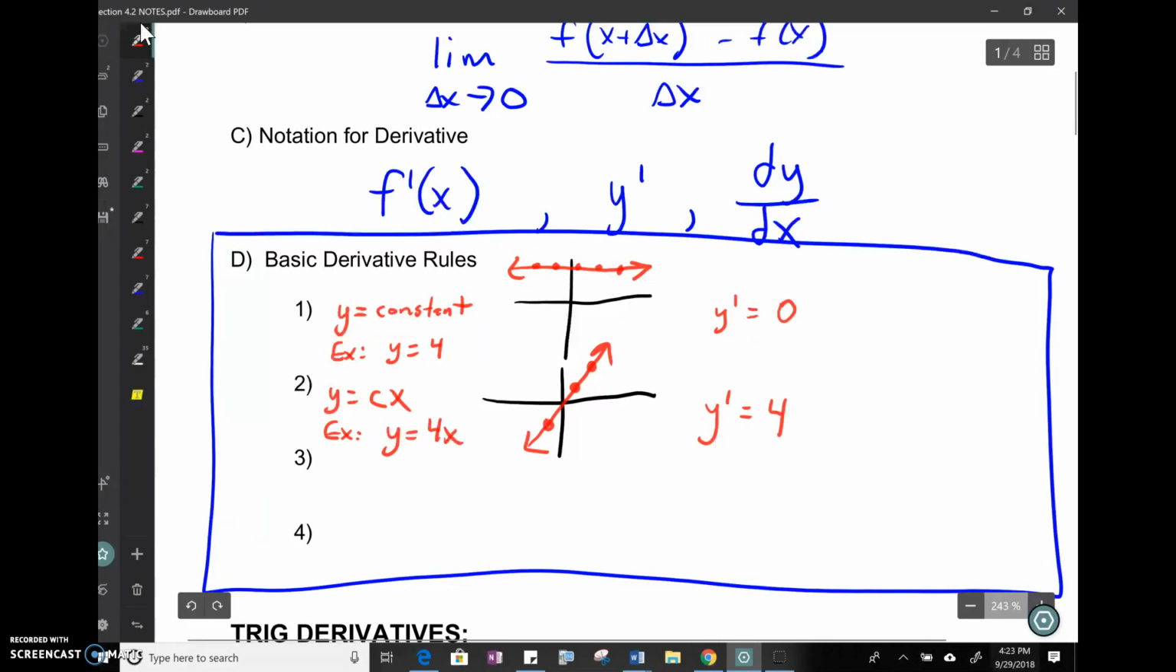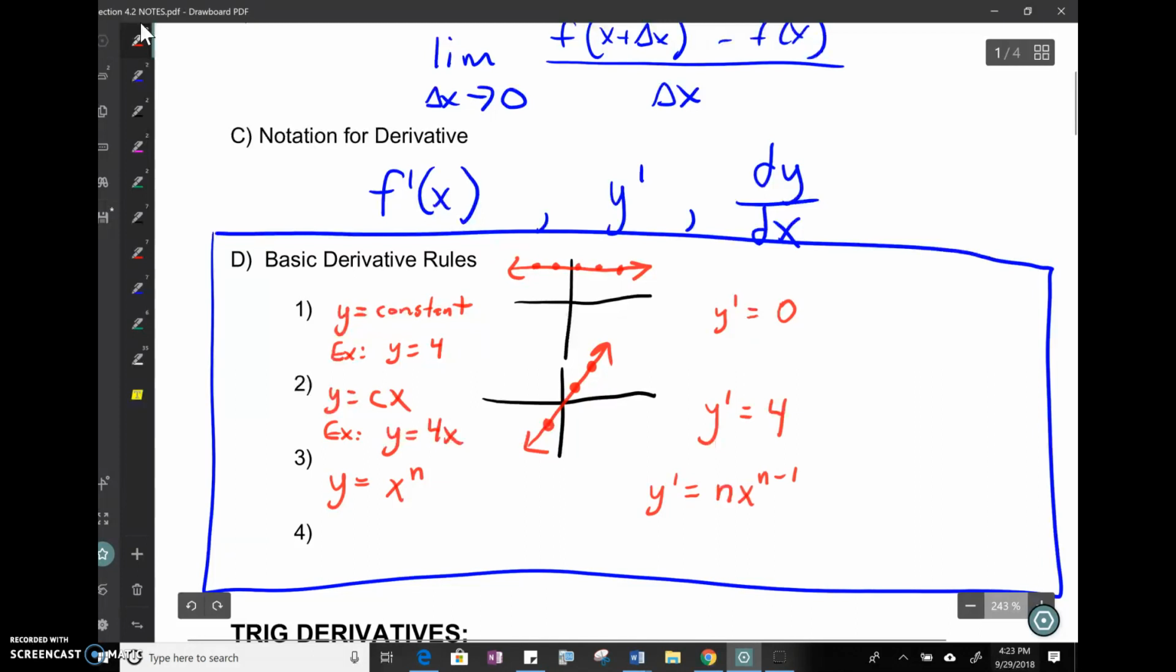All right, here's where things get a little more complex. What if you had y equals x to some power? So x squared, x cubed, 3x to the 4th, 7x to the 6th, right? Here's what the rule tells us. It tells us that the derivative is going to be equal to, you're going to bring the exponent down front, and you're going to subtract the exponent by 1.